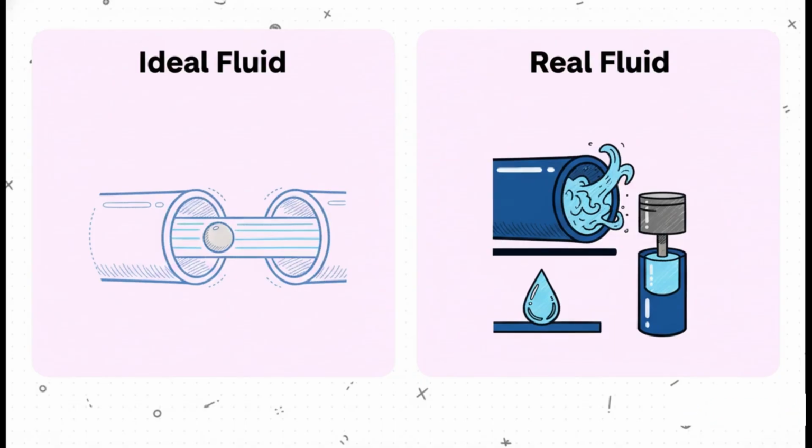An ideal fluid is a complete fantasy. It has zero viscosity, no stickiness at all, no surface tension, and it's perfectly incompressible. A real fluid is what actually exists. It has viscosity, it has surface tension, and it can be compressed. Let me be clear. As an engineer, you will always be working with real fluids.